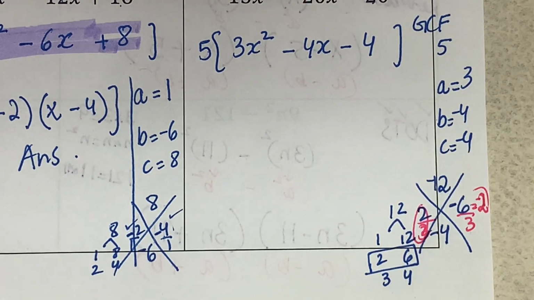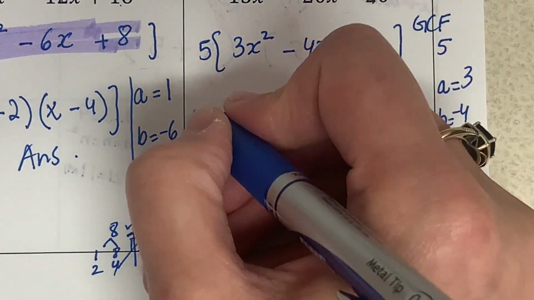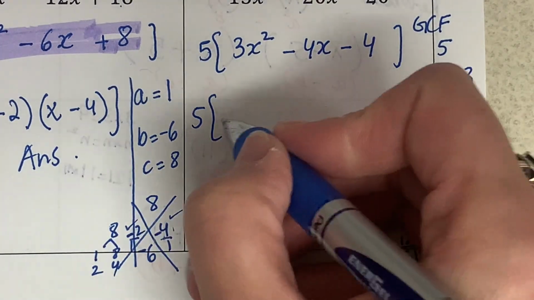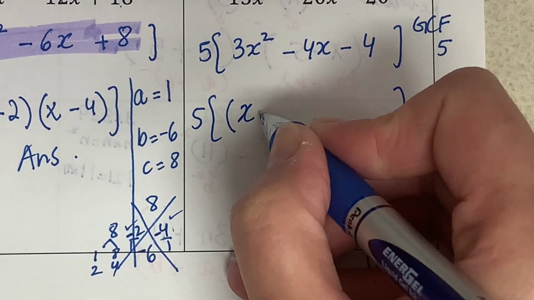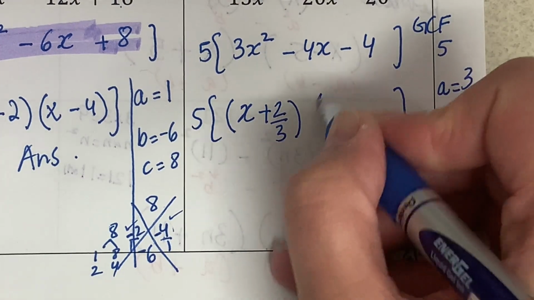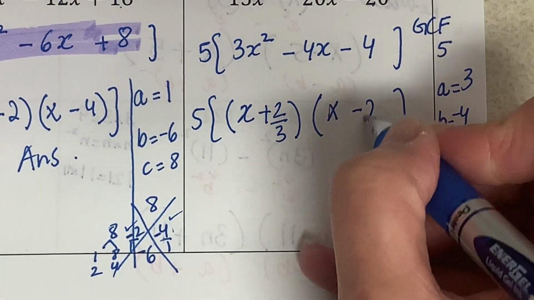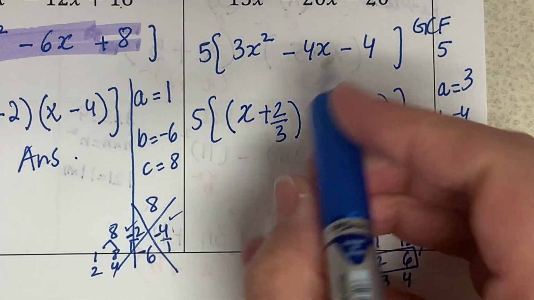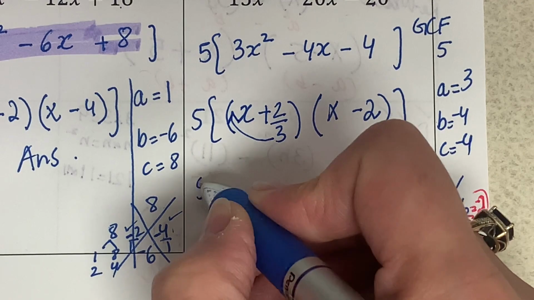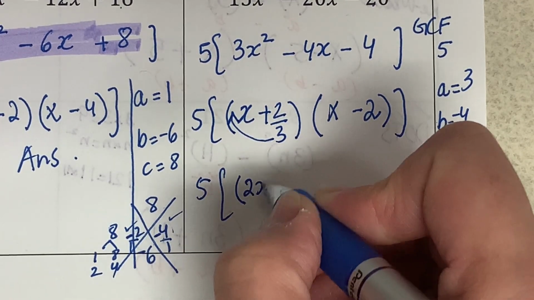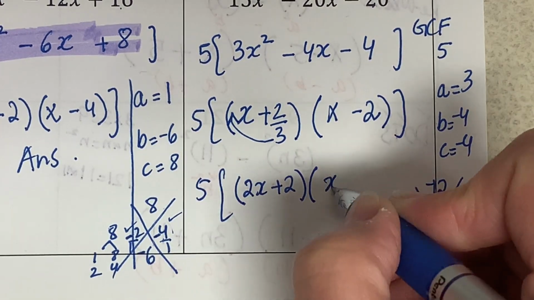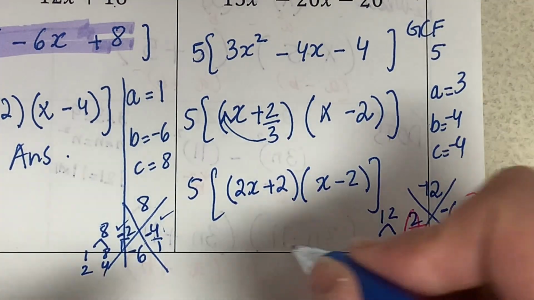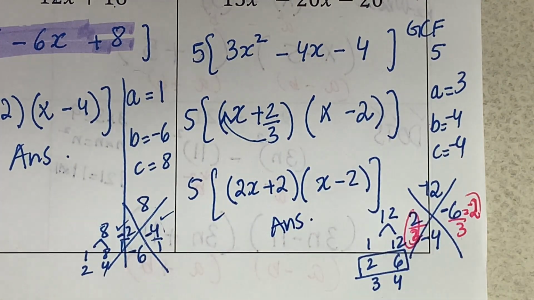So copy the outside like this, and then let's write the fraction. It should be x plus 2/3, and then x minus 2. I just have to fix this fraction. It needs to swing here. So it should be 2x plus 2 and x minus 2. And this would be my answer.